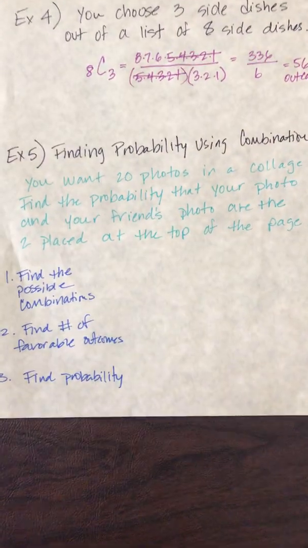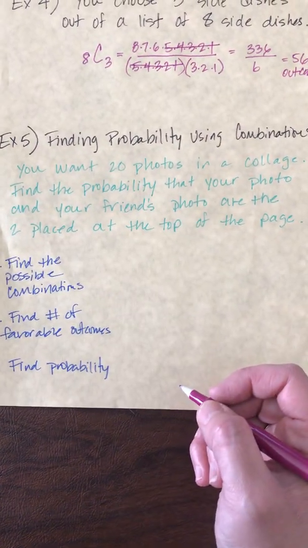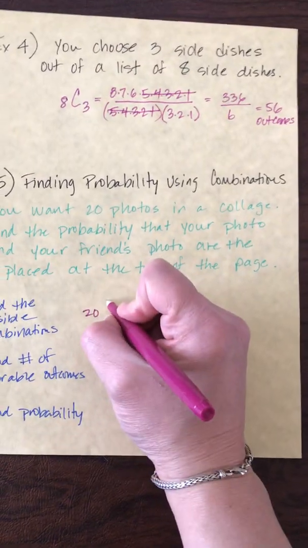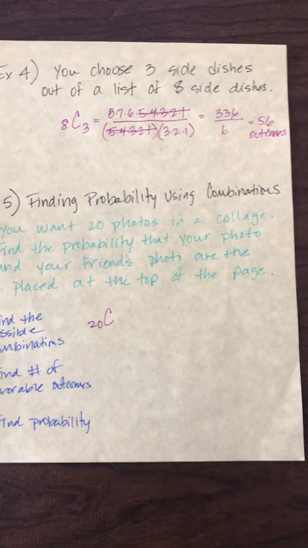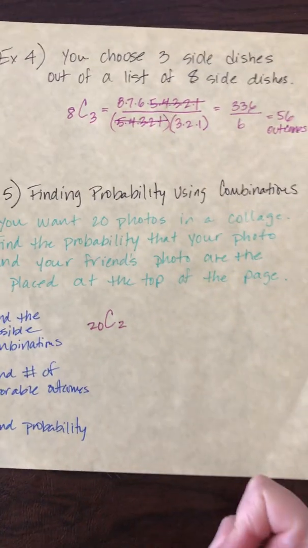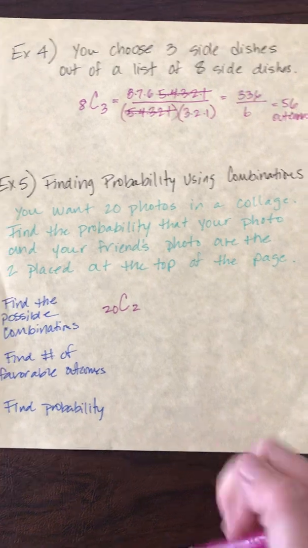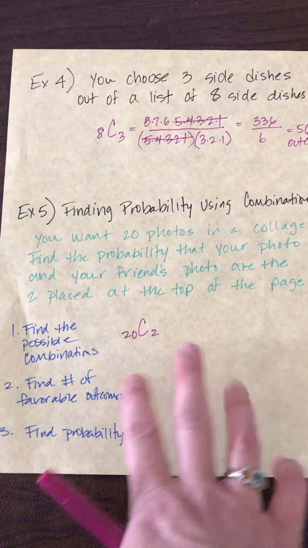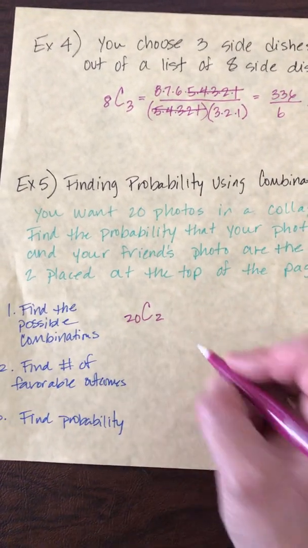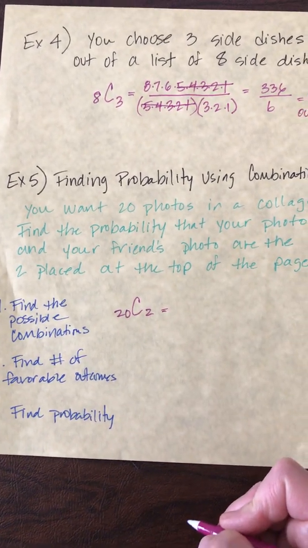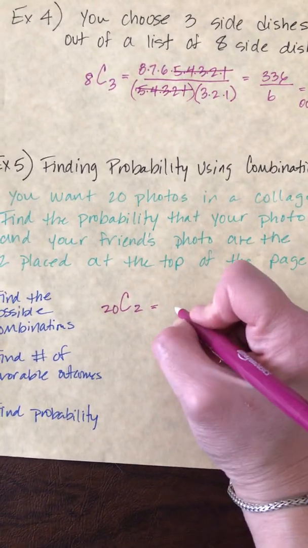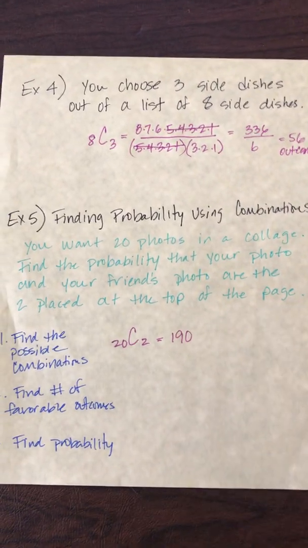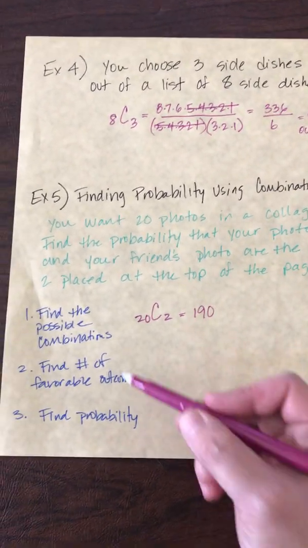In this case, what we're looking for is there are 20 possible choices, right? There are 20 possible pictures. It's a combination, and we want to have 2 choices at the top. So in terms of our possible outcomes, we want 2. If I do this in my calculator, 20C2, or do it by hand, I get 190. So that means I have 190 possible choices to arrange 2 pictures.